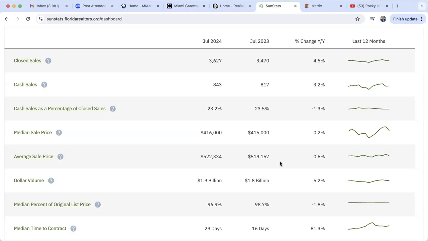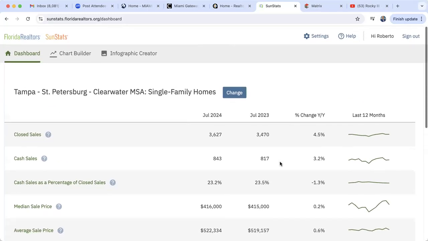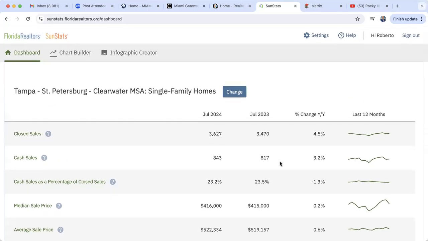Okay, so compare both markets, guys. When you have that buyer that says, hey, I'm thinking about moving to Tampa. Can you let me know what the stats are in Tampa? All right, you guys can pull stats for any single market in all of Florida using SunStats. Guys, you can build your own charts for your own marketing, and you can build infographics for social media content.